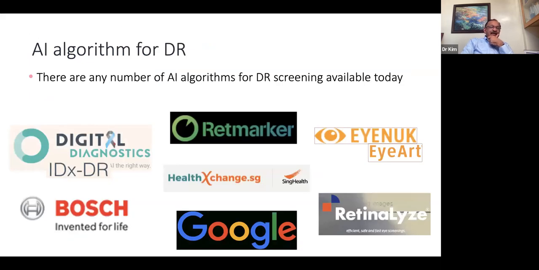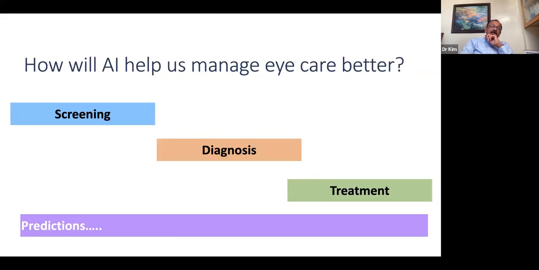Today, we have any number of algorithms that are available in the market for people to use. So it's there in real time for anybody to use these algorithms for DR screening. So as you could see, the numbers have really gone up for us for screening diabetic retinopathy compared to the pre-AI era, where we were doing only 1/10 of what we are screening today.